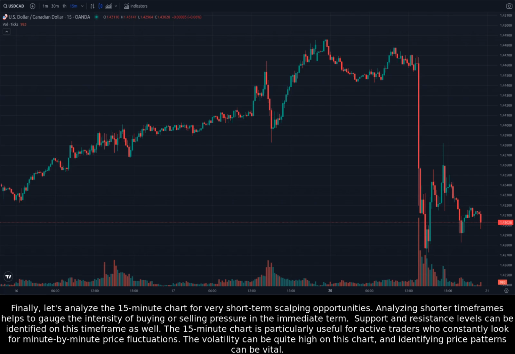The 15-minute chart is particularly useful for active traders who constantly look for minute-by-minute price fluctuations. The volatility can be quite high on this chart, and identifying price patterns can be vital.